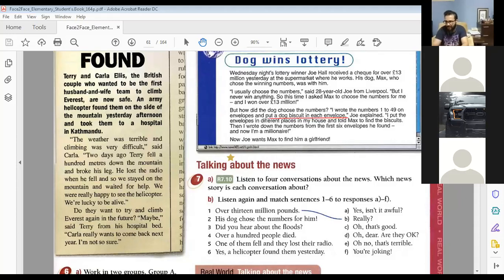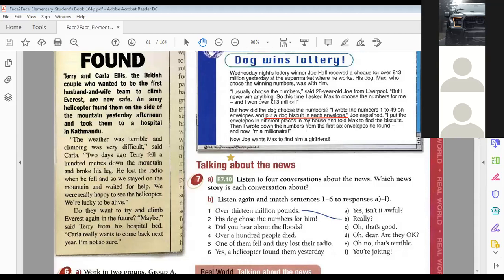I don't know. Okay. So, Rashid, would you like to answer this question? Why did the dog want to find the envelopes? A biscuit inside the envelope. Yes, exactly. Because Joe put a biscuit in each envelope. And because the dog has a very good nose, they can smell very well. So the dog is looking for the envelopes, right? Because he's smelling the biscuits.